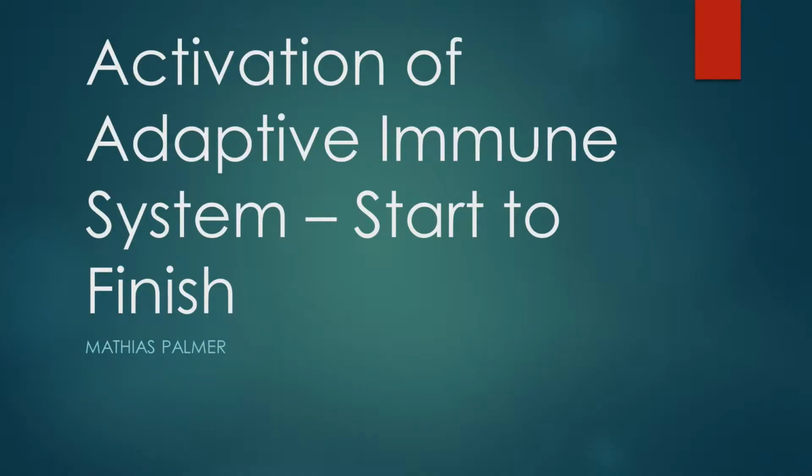In the previous video, we covered the mechanisms of B and T cell activation. In this video, we will add context to these mechanisms by discussing the where and the when of the adaptive immune system activation. The process begins at the site of exposure.